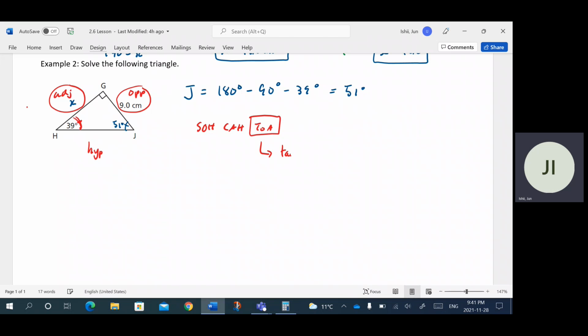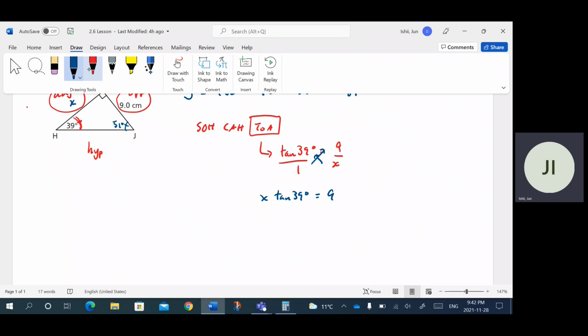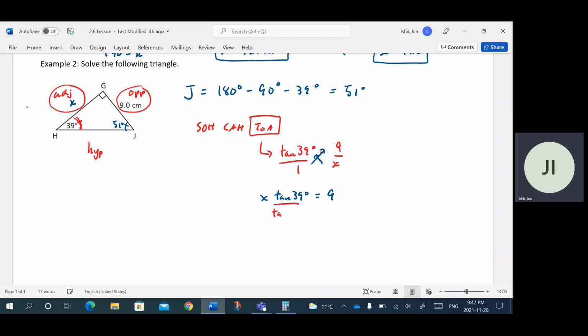The way they set this up is tangent 39 degrees equals opposite, which is 9, over adjacent, which is x. I want to solve this equation, and when I solve it, I should get the value for x. So I'm going to set up a cross multiplication. So x times tangent 39 degrees equals 1 times 9, which is 9. Next up, divide both sides by tangent 39 degrees.